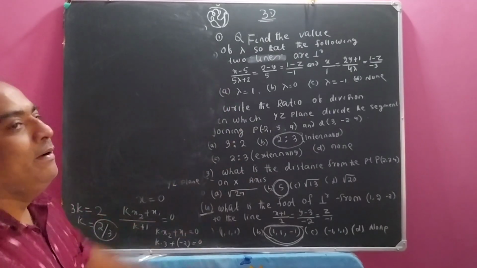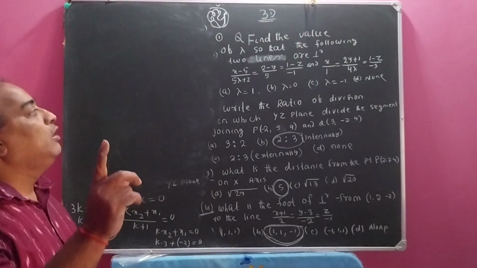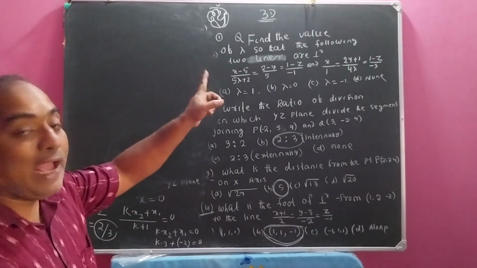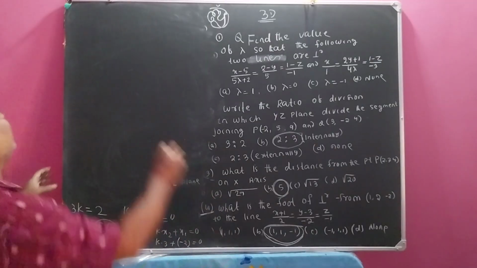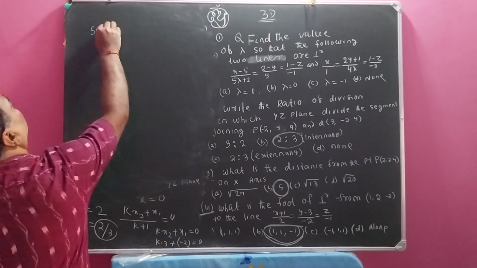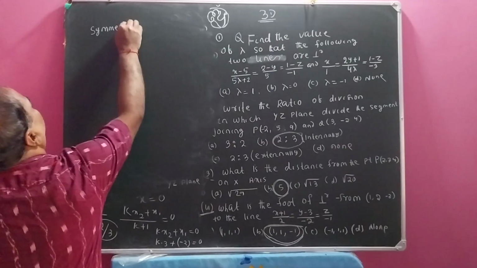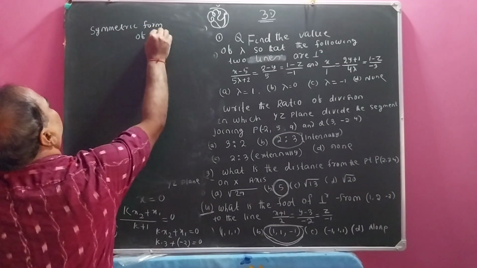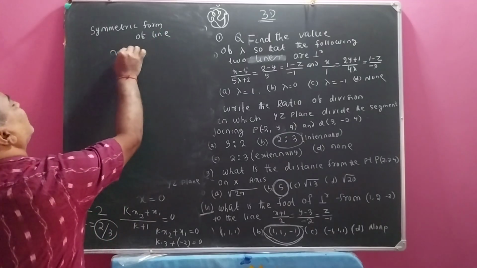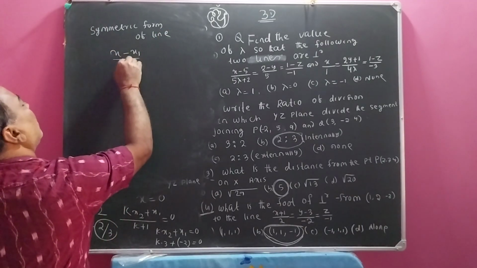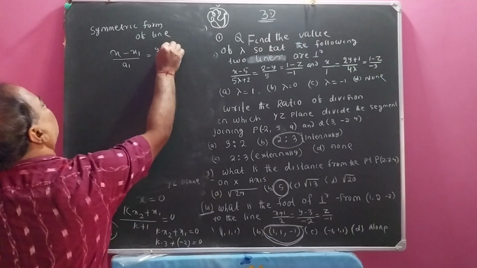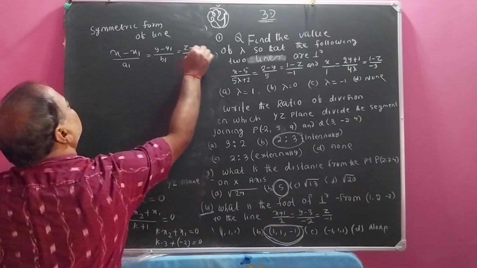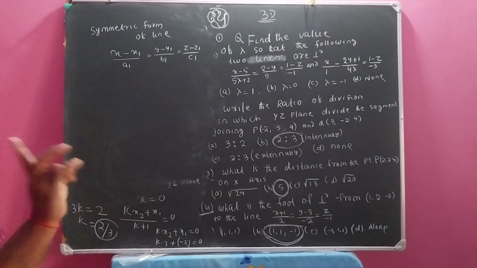Before finding out whether the two lines are perpendicular, first of all you have to convert the line into symmetric form. What is the symmetric form of a line? (x minus x1) by a1, (y minus y1) by b1, (z minus z1) by c1. This is the symmetric form of a line.